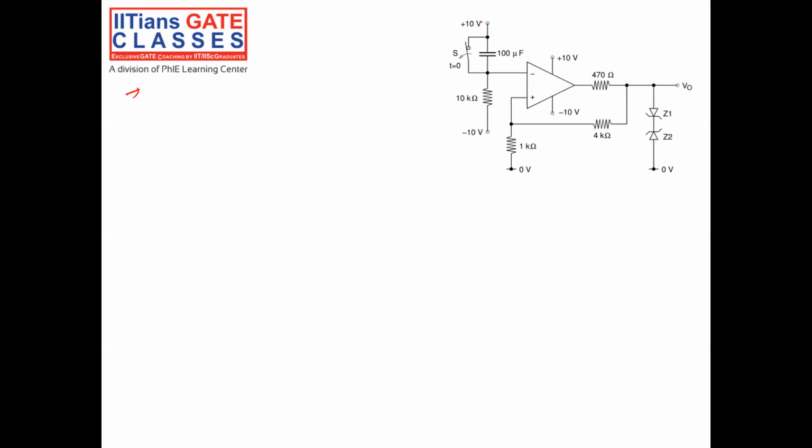For t greater than 0, if I want to replace this circuit, this is V negative, right? I want to find out at what point of time V negative will be less than -1 volt, right? That is my aim. So let us take the equivalent circuit of this for t greater than 0.